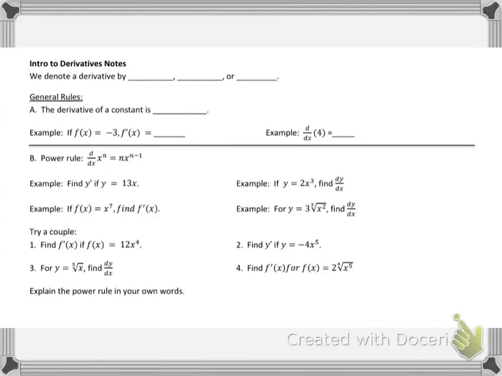Okay, these are intro to derivative notes. We're going to learn some basic rules about taking derivatives. So we could call a derivative y prime, f prime of x, or something like dy/dx, change in y over change in x. That makes me think about a slope, and in fact, a derivative does give us the slope at a point on the graph. It gives us the slope of a tangent line.